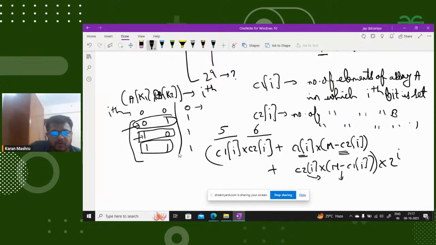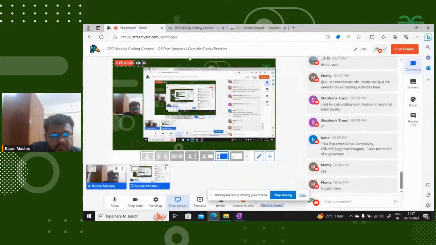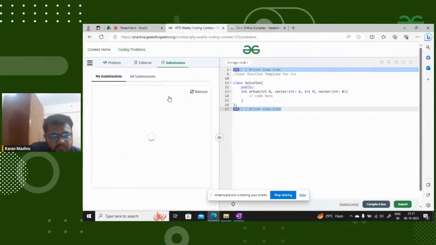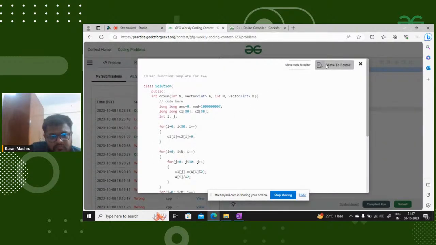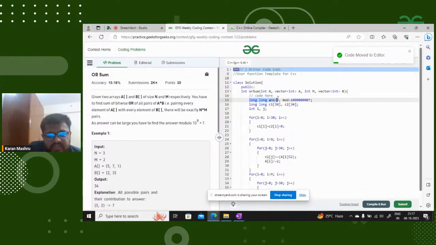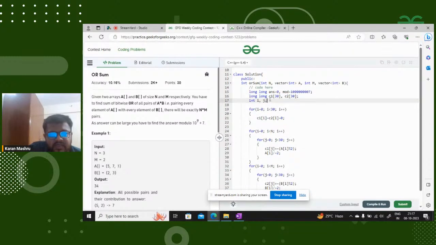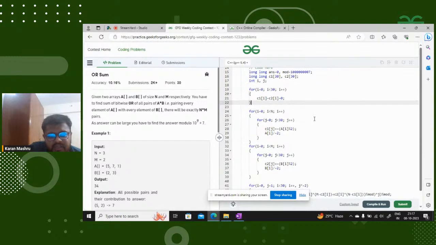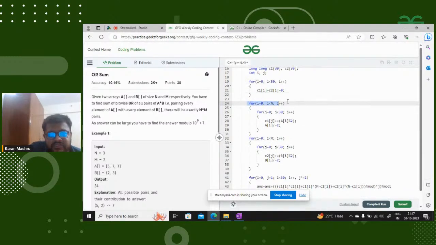Okay, so let's move on to its implementation. Right, so what I have done is I have taken answer equal to 0, mod equal to 10 to the power 9 plus 7, C1 and C2 of size 30 because the maximum bit will be 29, and I have taken variables to iterate. Then I have set C1 of I equal to C2 of I equal to 0 for all the 30 elements. Then for all the elements of array A, I want to fill C1 of I. C1 of I is basically the number of elements in array A in which the ith bit is set.